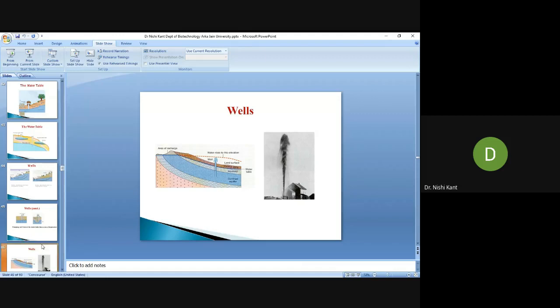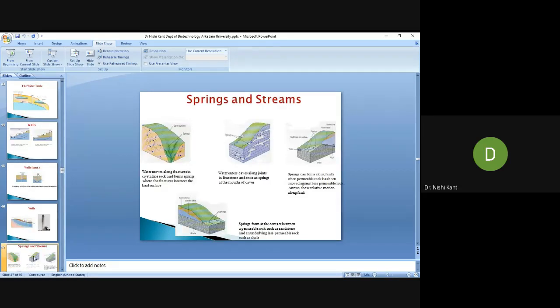Artesian well: a well in which water rises above the aquifer. Springs and streams: a spring is a place where water flows naturally from rock onto the land surface. Some springs discharge where the water table intersects the land surface, but they also occur where water flows out from caverns or along fractures, faults, or rock contacts that come to the surface.